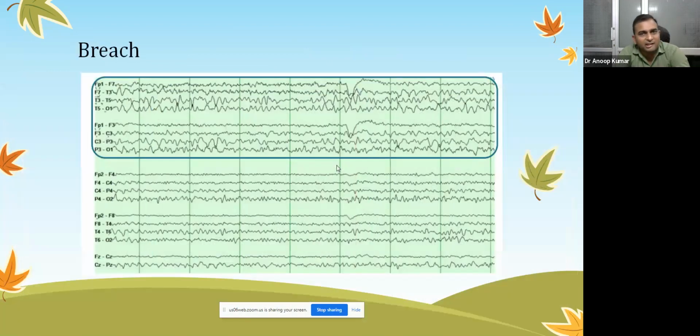So these are the breach artifacts. What do you mean by breach? Breach means when there is absence of the scalp bone. Whenever you do any operative procedure on the head, and if there is loss of bone from that area, then you will get faster activity on that area. Here we are having the faster activity in the temporal region. So this is the breach artifact.